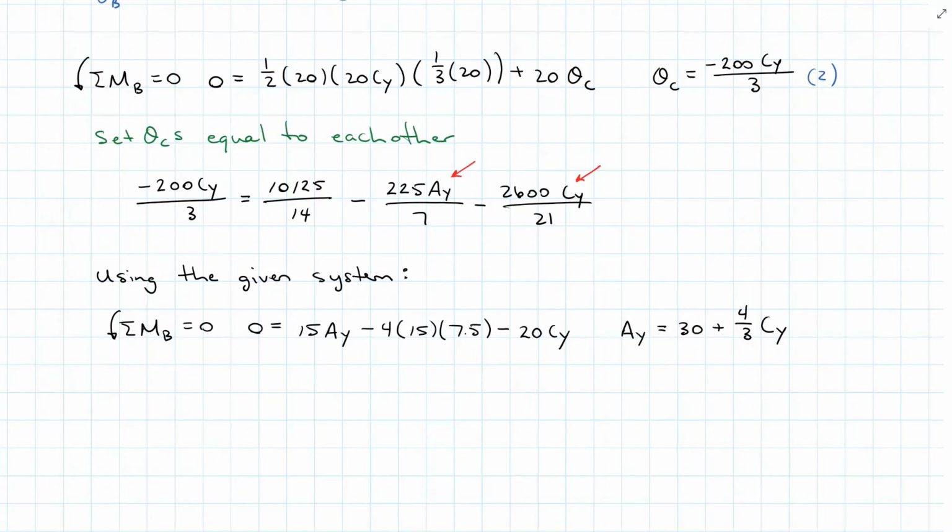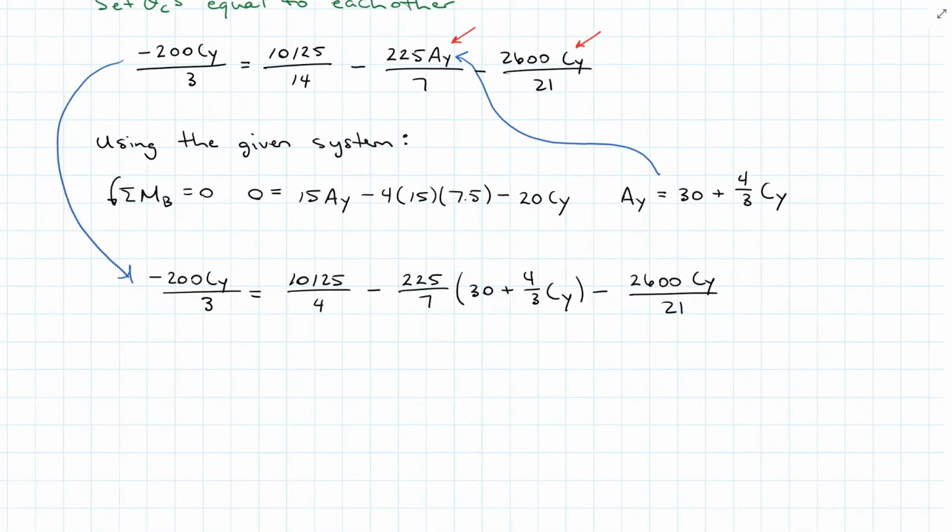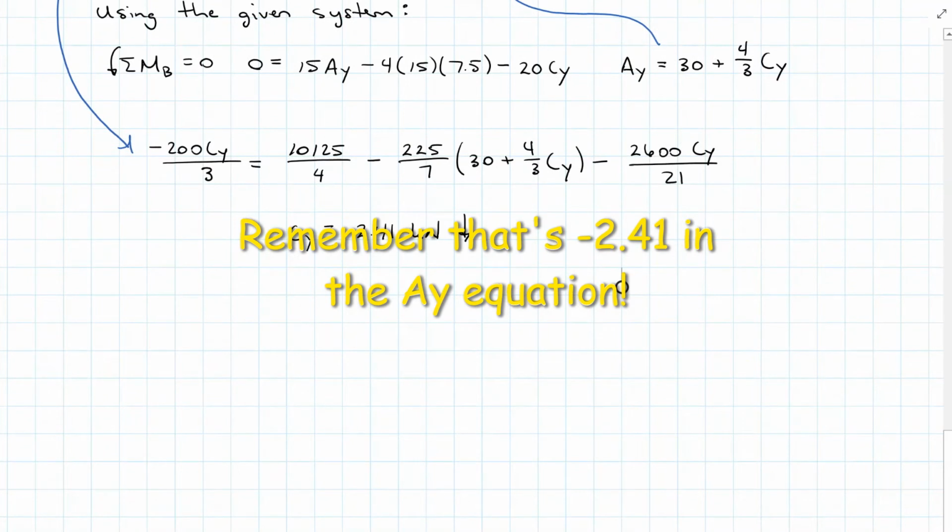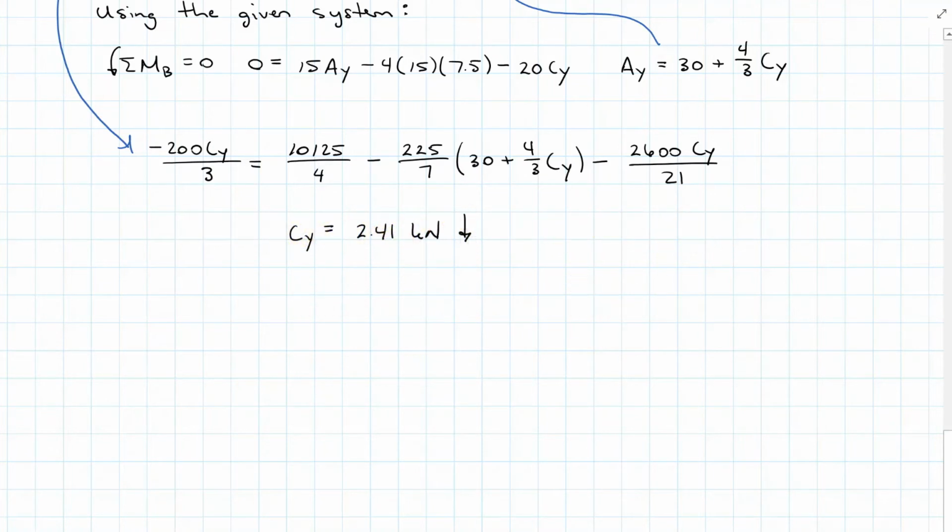I'm going to take that value and plug it into my conjugate beam values. And I've finally reduced my equations down to 1 unknown. Solving for CY, I find that it is equal to 2.41 kilonewtons, and I get a negative answer, which means it is acting down. Plugging that back into my AY is equal to 30 plus 4/3 of CY, I find that AY is equal to 26.8 kilonewtons, and it ends up positive, so it's acting up.